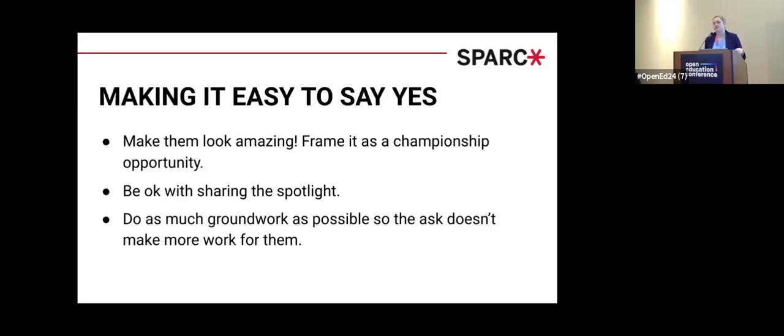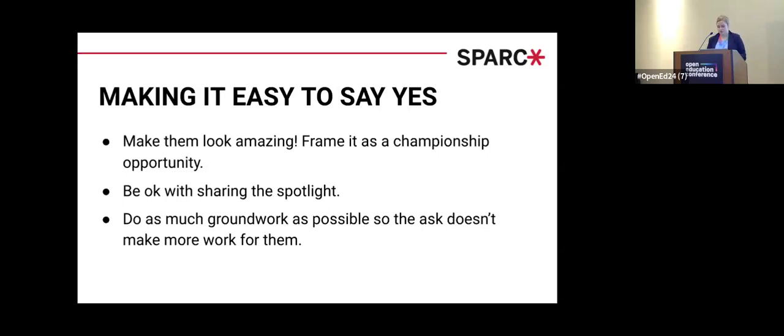I know students in this particular discipline are really struggling with this, and this could really win over your support from, it could be anything. You know your environment best, and you know what the specific challenges in your institution are. But frame it as a championship opportunity for them and be okay with sharing the spotlight. I said that earlier, but a lot of times things are going to go forward and you may or may not be the one who gets to take credit for it.